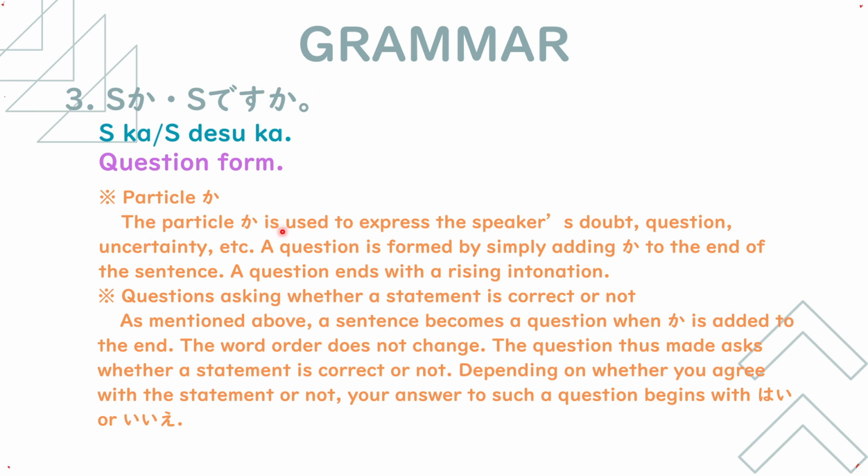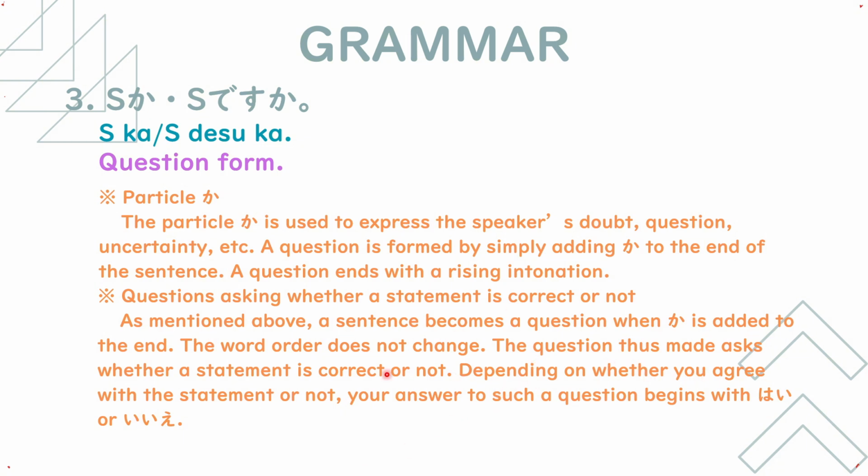The particle ka is used to express the speaker's doubt, question, uncertainty, and so on and so forth. A question is formed by simply adding ka to the end of the sentence. Question ends with rising intonation. So questions asking whether a statement is correct or not, we have two ways here. As mentioned above, a sentence becomes a question when ka is added to the end. The word order does not change, okay? It's still noun 1, wa, noun 2, desu, and then you add ka at the end.